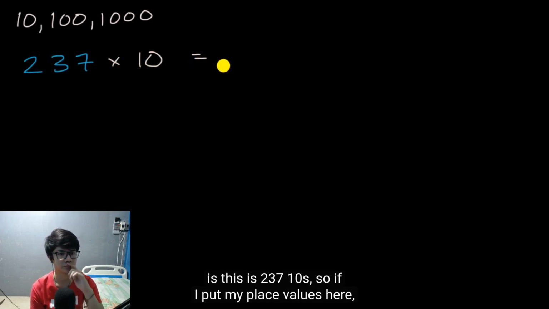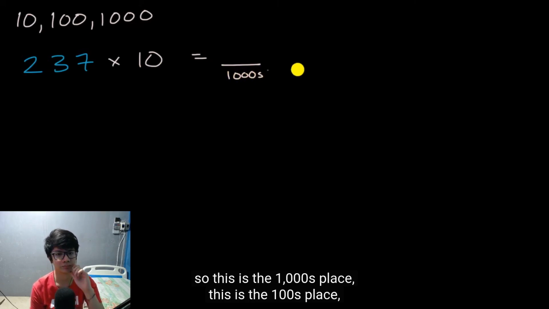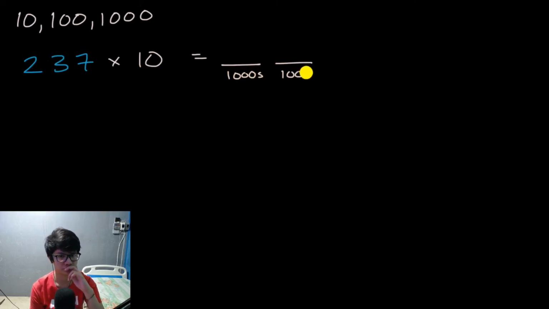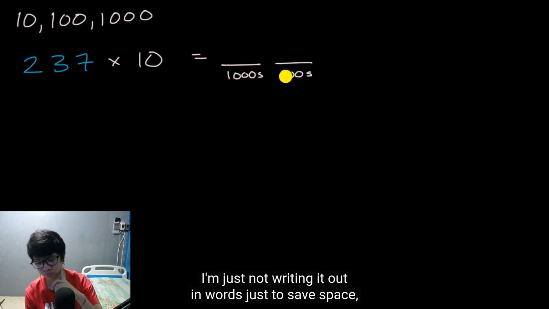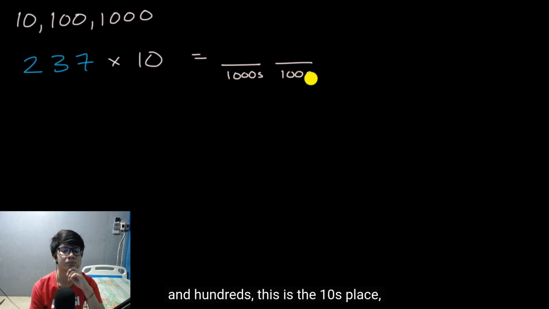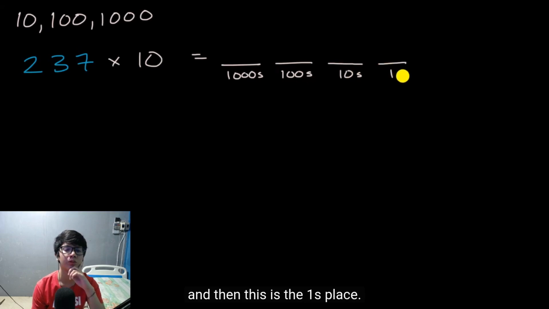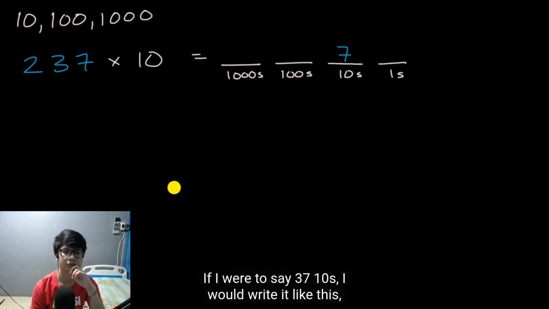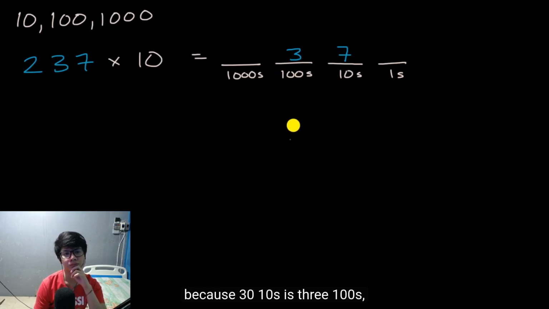So if I put my place values here, this is the thousands place, this is the hundreds place. I'm just not writing it out in words to save space. Sometimes you'll see it written out as the word thousands and hundreds. This is the tens place, and then this is the ones place. Well, if I were to just say 7 tens, I would put the 7 over there. If I were to say 37 tens, I would write it like this, because 30 tens is 3 hundreds. And if I were to say 237 tens, I would write it just like that, because 200 tens is 2 thousands.